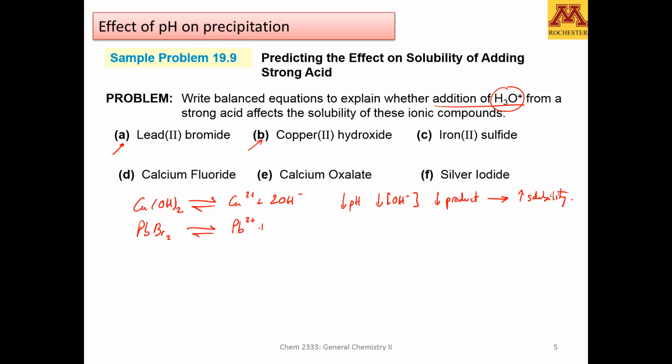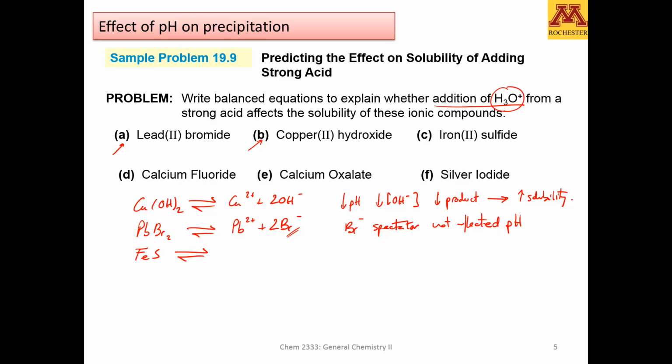Well, let's see. What we have here is just lead and bromide. Bromide, however, is the conjugate base of a strong acid, a spectator ion, therefore not affected by pH. Okay, does that make some sense? The bromide is a spectator ion, it's not affected by pH. If this were a weak base or a weak acid, it would definitely be affected by pH. Let's move to C. C is iron sulfide.